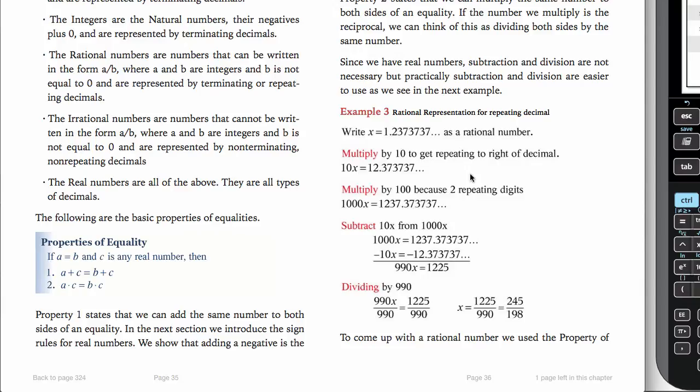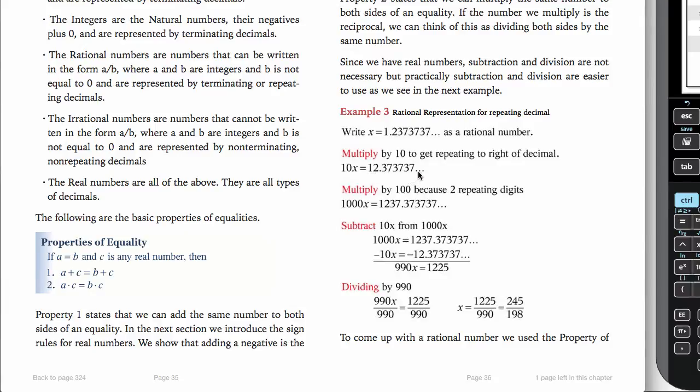Okay, so let's go ahead and work out the most complex of one of these types of problems. We can see that it starts repeating with the 3, 7, but it does not repeat right at the decimal point. So the trick is to get the repeating part to be to the right of the decimal. We'll start off with our original expression and multiply it by 10 to get the repeating part to the right of the decimal.